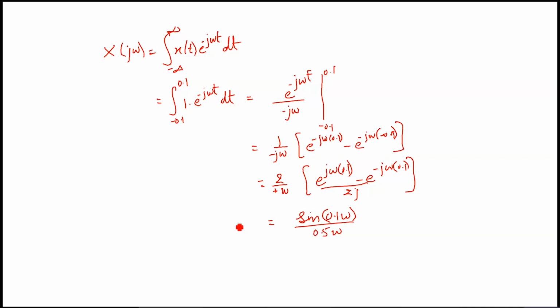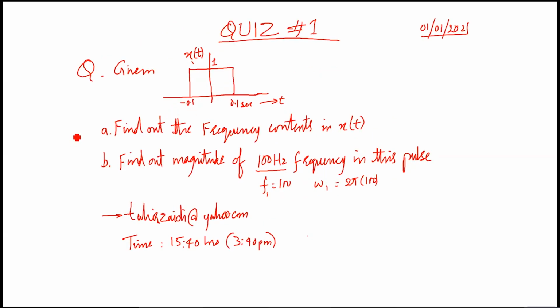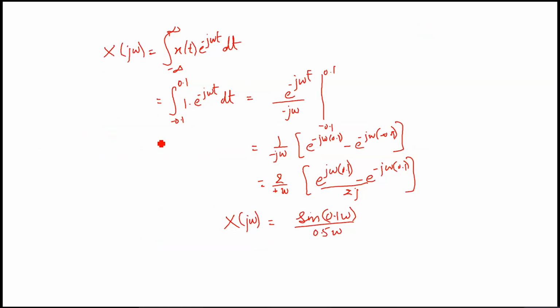This is what you're going to get. This is your X(jω), your frequency contents. This was the first part, find out the frequency content. So we found out X(jω). So these are the frequency content, which is this.